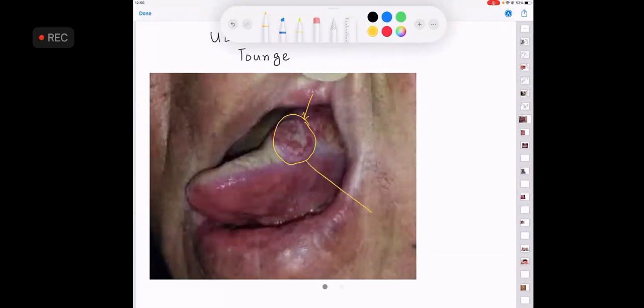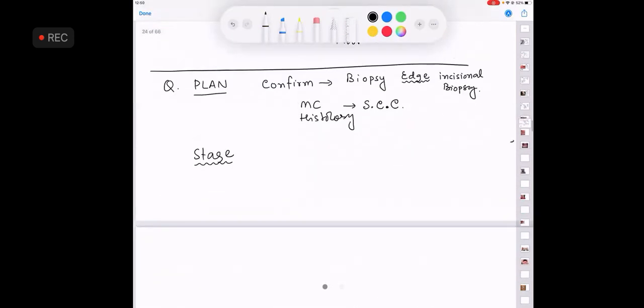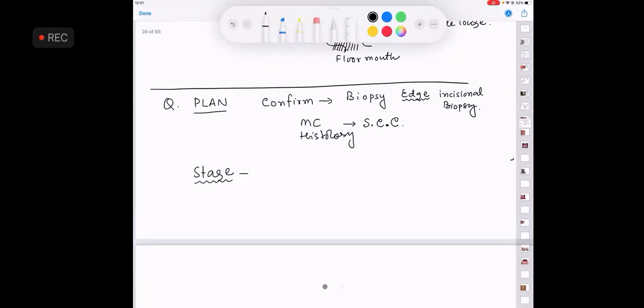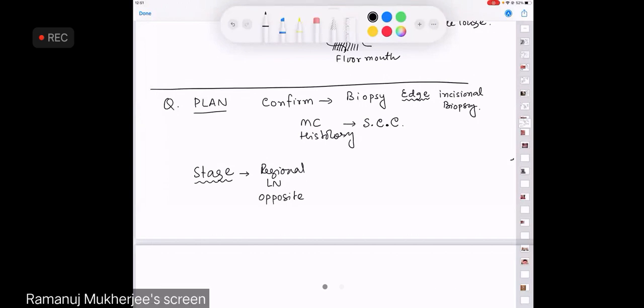The ulcer will now spread to the surrounding lymph nodes. So please remember that. If this is the stage of the disease, then the stage of the disease is looked into by the regional lymph nodes and the opposite side lymph nodes. The regional lymph nodes and the lymph nodes on the opposite side. So please remember that. Okay.